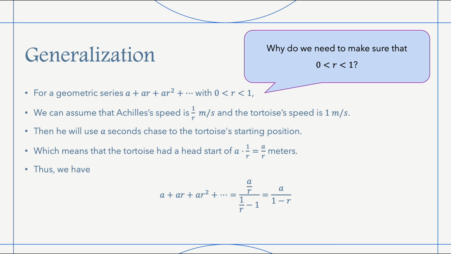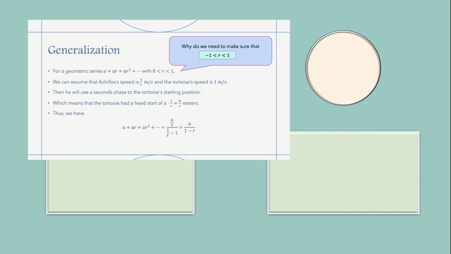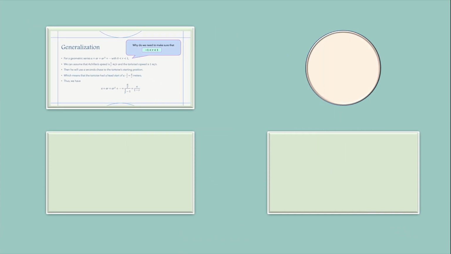Well, we can generalize this, and actually extend the range to -1 less than r less than 1, because for r from -1 to 0, although it is not covered in the paradox, it still works. If you think about it, the sequence is still shrinking, which means our answer will not be infinity.